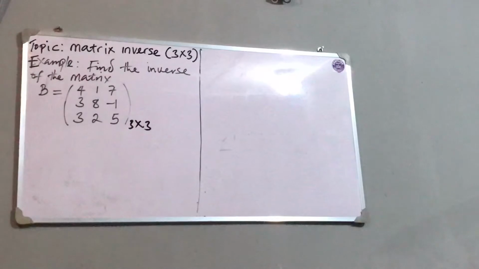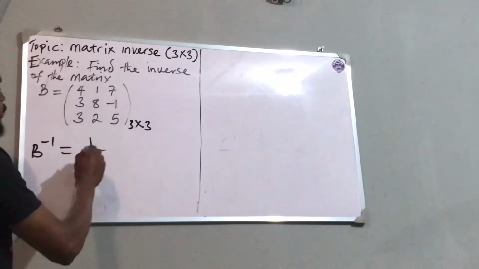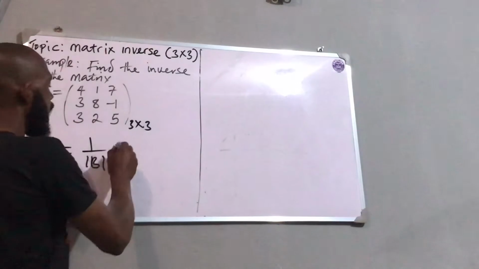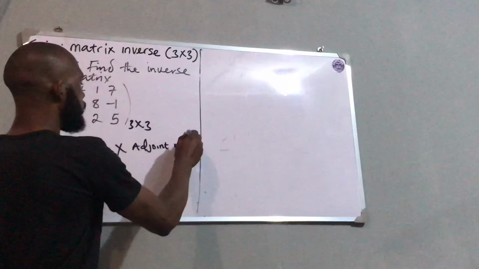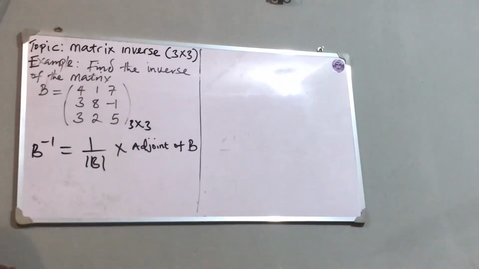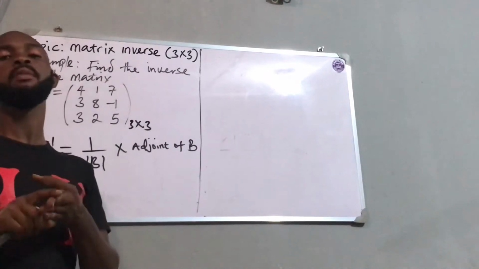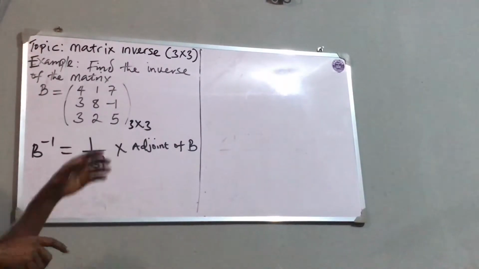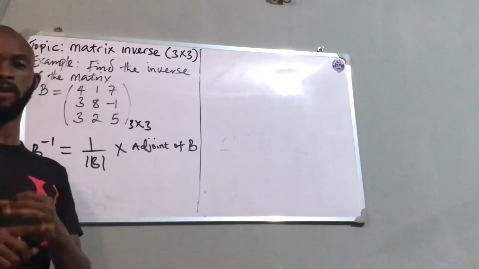Now, for us to find the inverse of this matrix B, we use the formula B inverse equals 1 over determinant of B times adjoint of B. Now, how do we find the adjoint of B? For you to find the adjoint of B, you need to get the cofactor, then transpose, and find the minor of each element. Now quickly, let's look for the determinant of B.